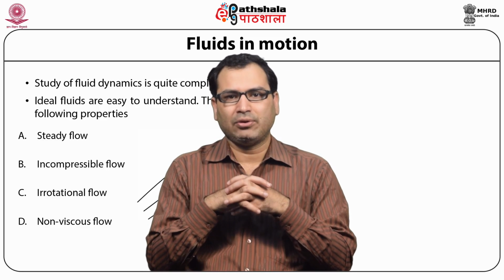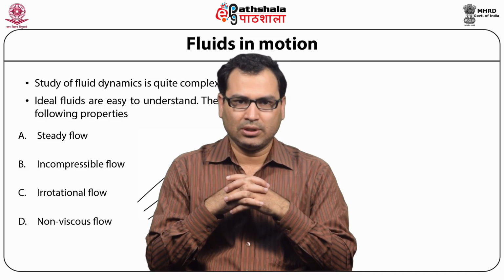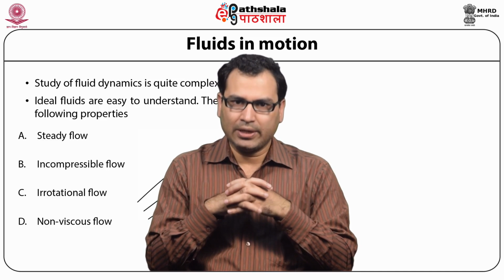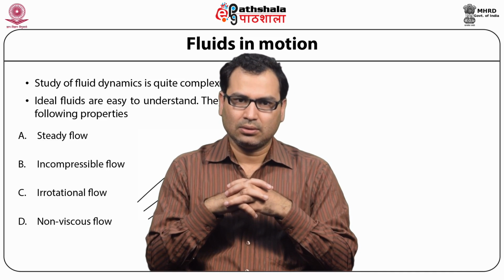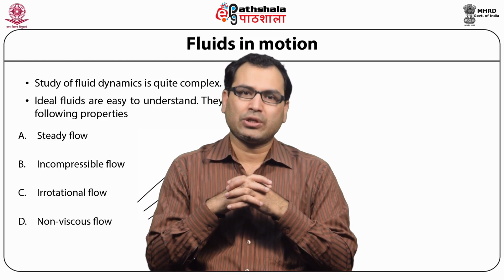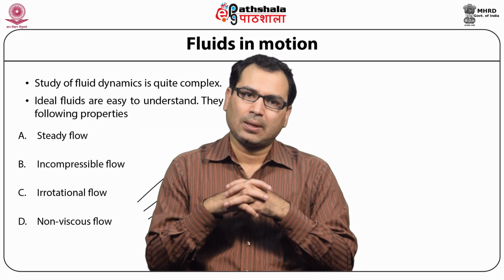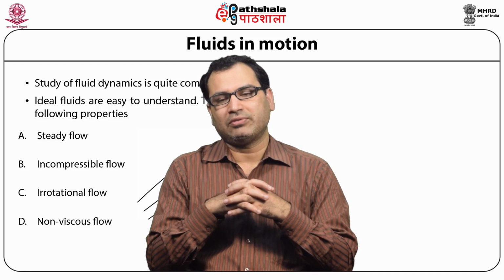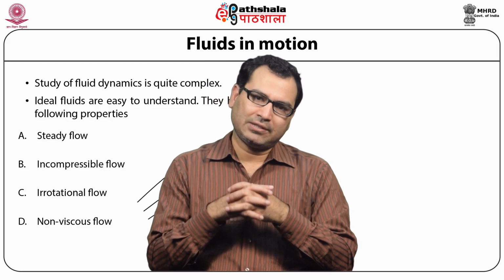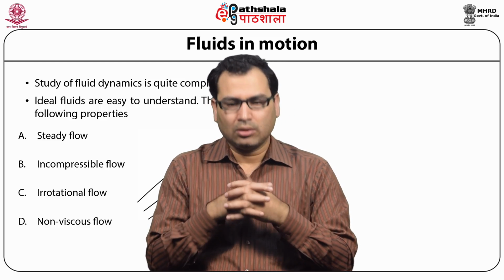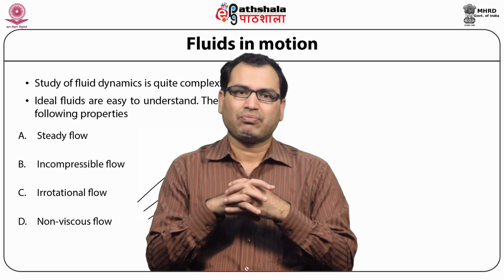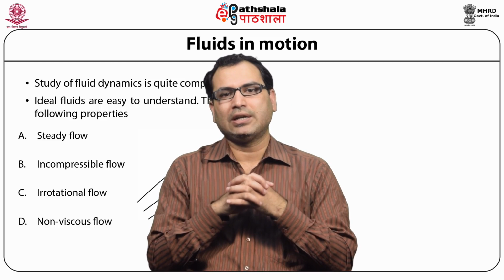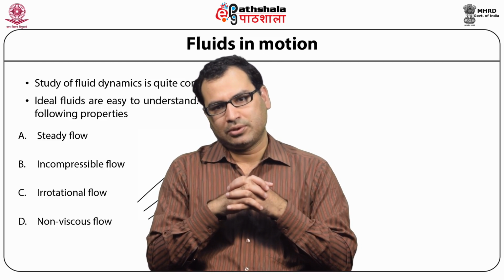Second property of the ideal fluids is incompressible flow. The flow should be incompressible. Third property that makes the fluids ideal is that the flow has to be irrotational. And the fourth one is that the flow has to be non-viscous. So to study the dynamics of fluids, we have to assume these four conditions in the beginning itself and then study the dynamics of the fluids.